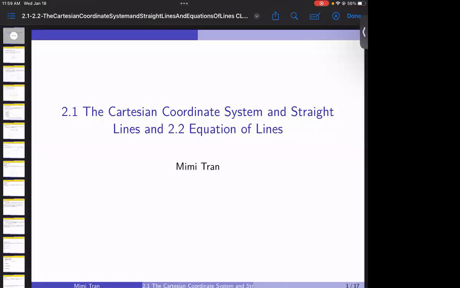All right. Good afternoon. Today we're gonna try to finish section 2.1 and 2.2. This is kind of a review. It's nothing new here. You already know what a Cartesian coordinate is, even in high school, even in middle school. And you know what the equation of a line is, right?